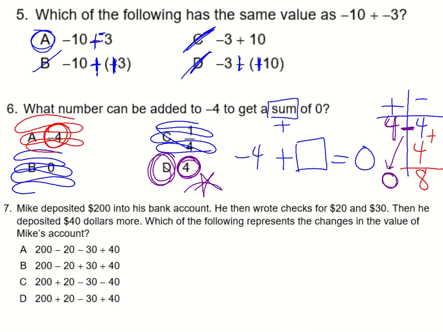All right. So 7 is very similar to question 4. So the first thing we want to do is decide positives, negatives, and what they mean. So this is the hardest thing, is knowing what these words mean.